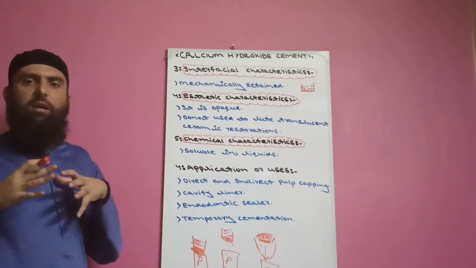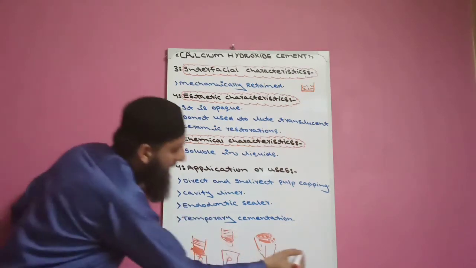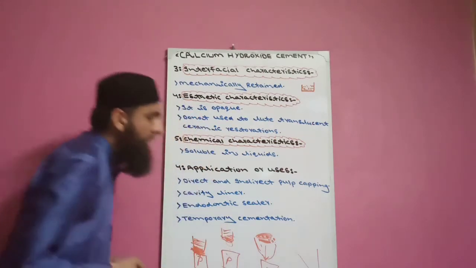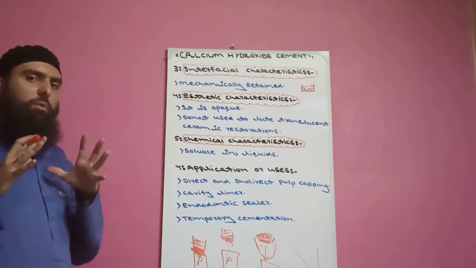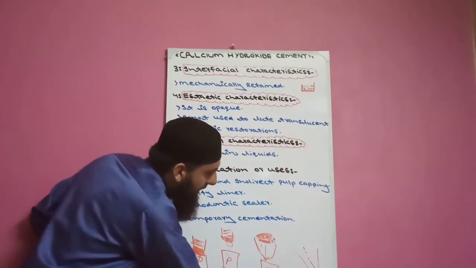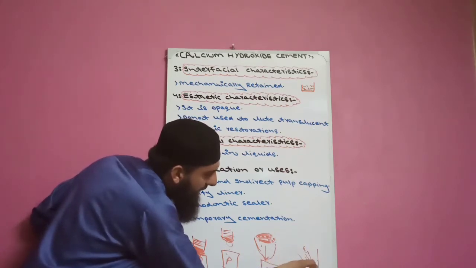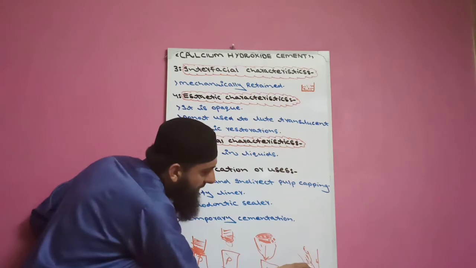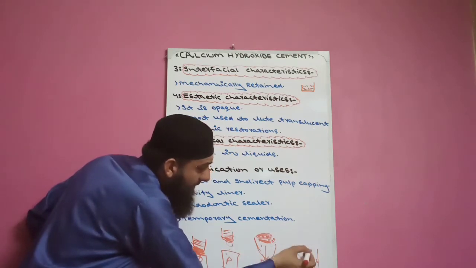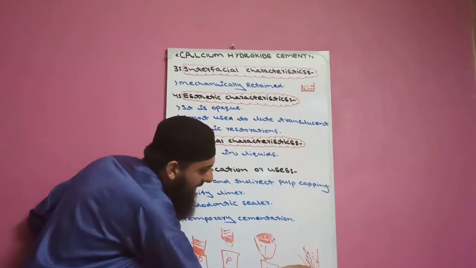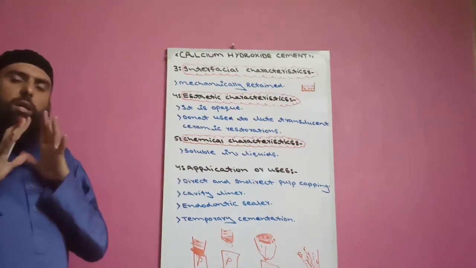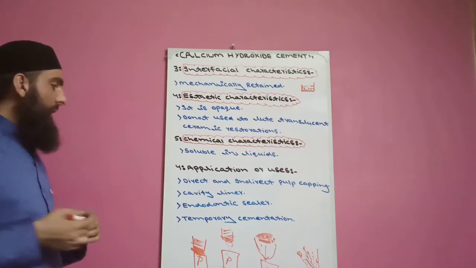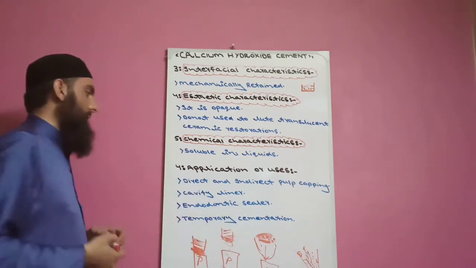The third use is an endodontic sealer. We use calcium hydroxide as an endodontic sealer. What is endodontic sealer? This is root canal, and for sealing the root canal and for filling the root canal we place the root canal filling material. This is root canal filling material, and there is a space between root canal wall and filling material. To fill this space we place a calcium hydroxide as a sealer material to seal the space between filling material and root canal wall. This is the third use or application of calcium hydroxide cement.